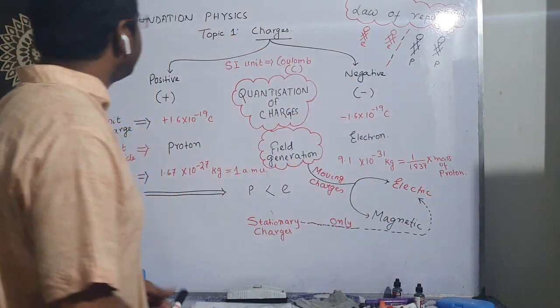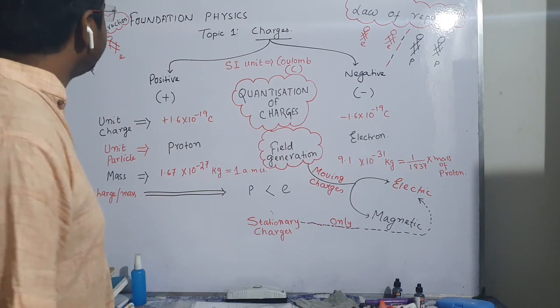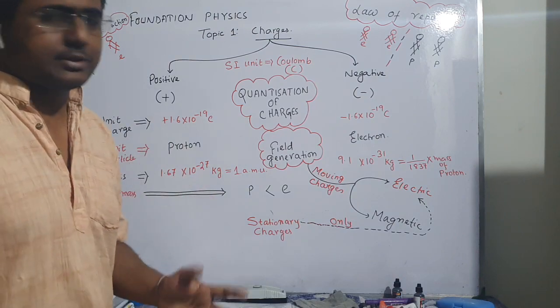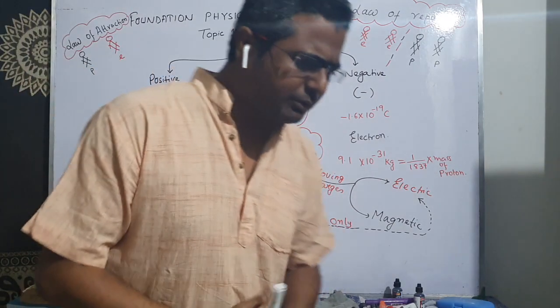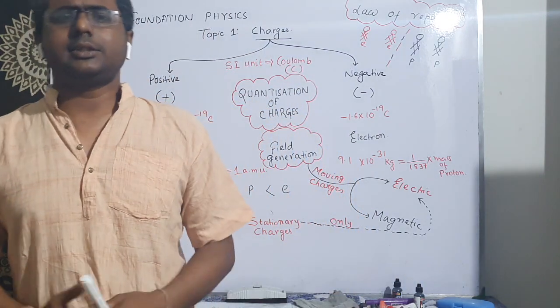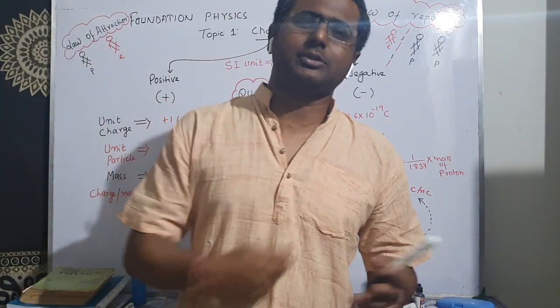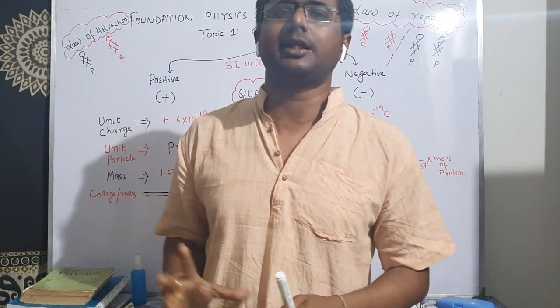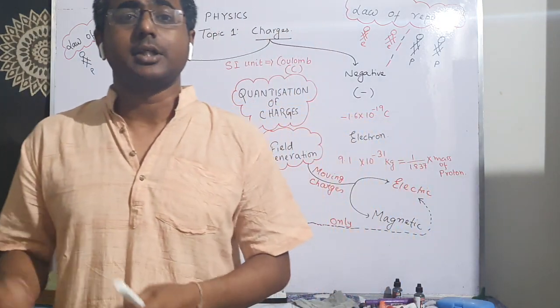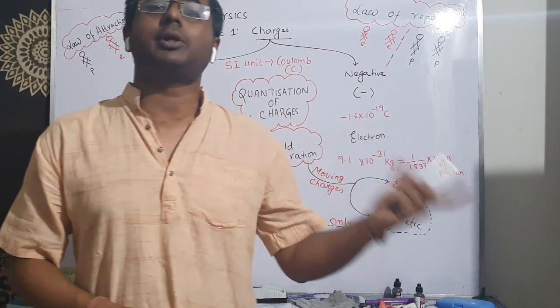So let's start. What are charges? Charges can be of two types. Where did these charges come from? Actually, some scientists did some experiments. They rubbed a glass rod with something and found that it has certain properties. It was developing charge, and he named that glass rod as positive charge.